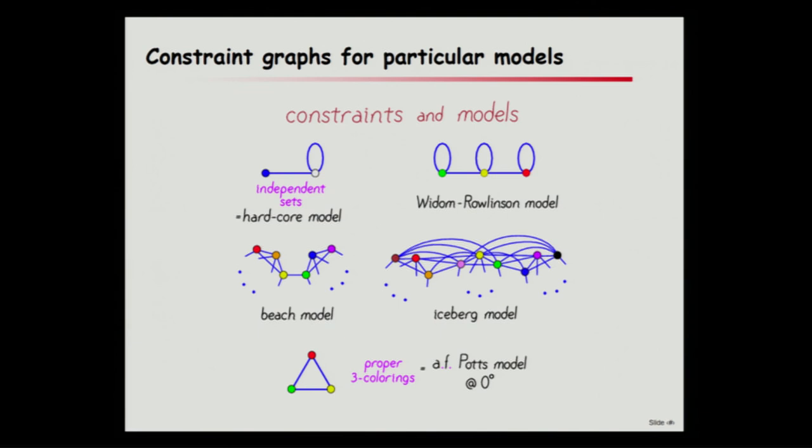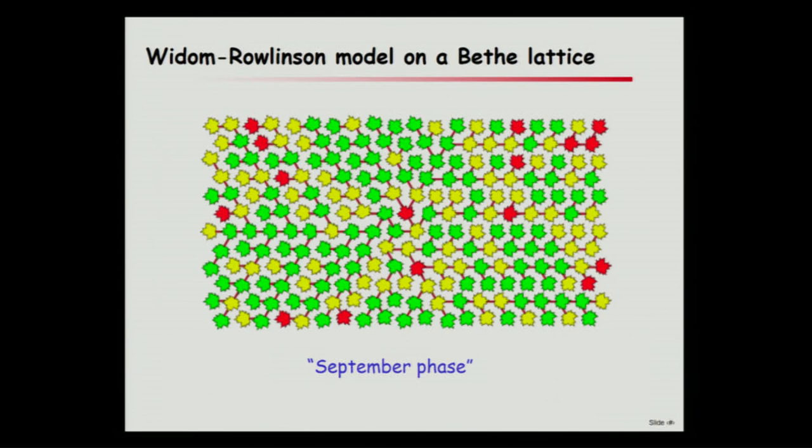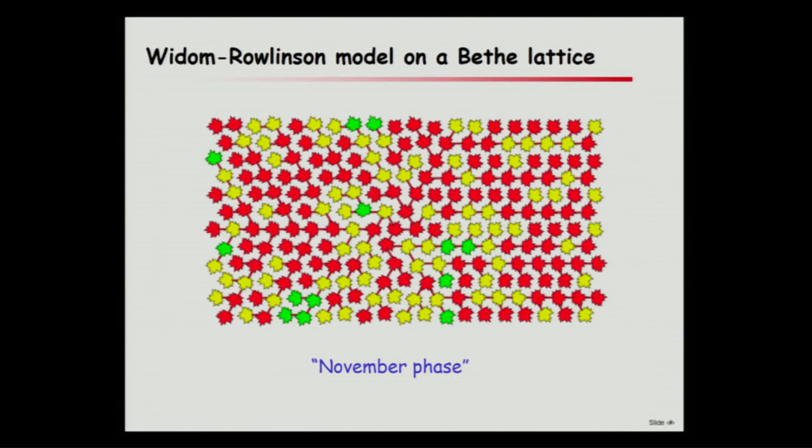And then you can associate different probabilities to the different vertices of your target graph, and this is capable of recovering a whole bunch of models that statistical physicists have looked at, including the hard-core model that we talked about, something called the Beach model, the iceberg model, ordinary proper three colorings, one of our favorites called the Widom-Rowlinson model that I'll show you some pictures of in a minute. And here's some pictures. Here are three phases of the Widom-Rowlinson model. We had this crazy idea that this explains nature. This is the September phase, the October phase, and the November phase. I know, they're pretty pictures.